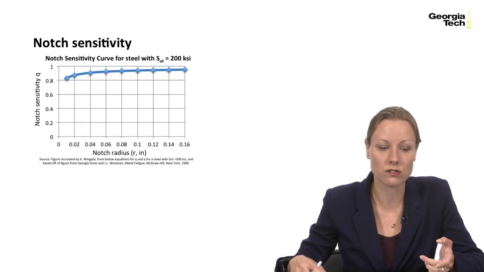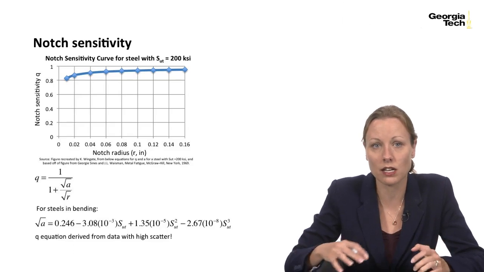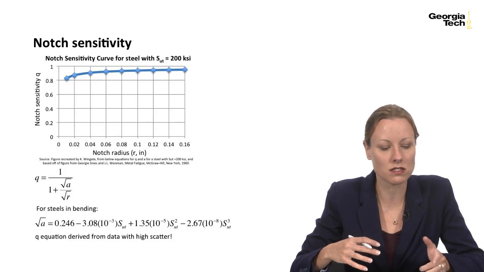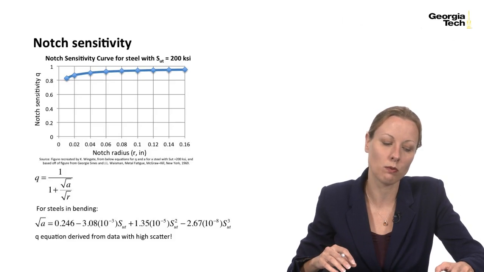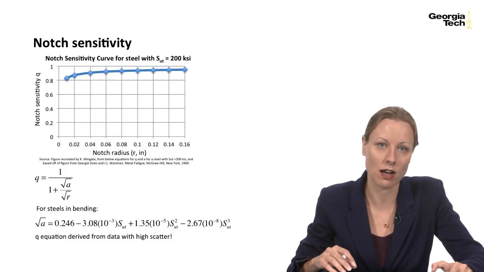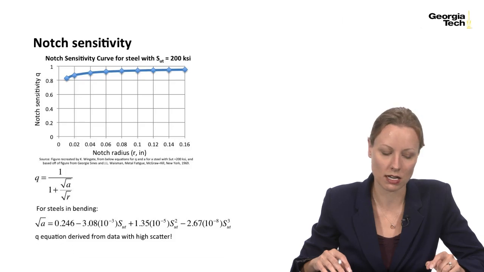So there are some charts for notch sensitivity in a number of textbooks. You can also calculate it for steels. This is for steels and bending. There's a Q equation with a factor that can be calculated based off the strength of the steel, shown here at the bottom, and R is your notch radius.